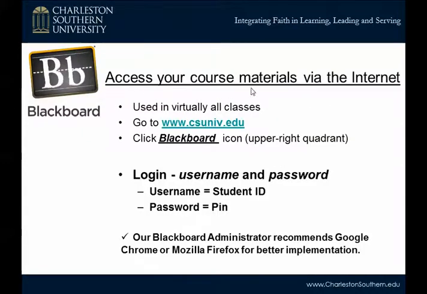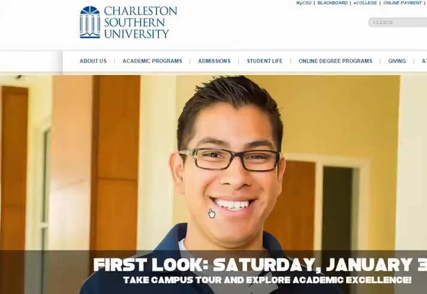Now, to access your course materials on the internet, you have to use Blackboard. So the way to get there is to go to csuniv.edu and then click on the Blackboard icon in the upper right quadrant. Let me show you what this looks like right now. If I click on CSU, I'll get a page that looks like this, and you click on Blackboard. You'll also see My CSU right next to it.